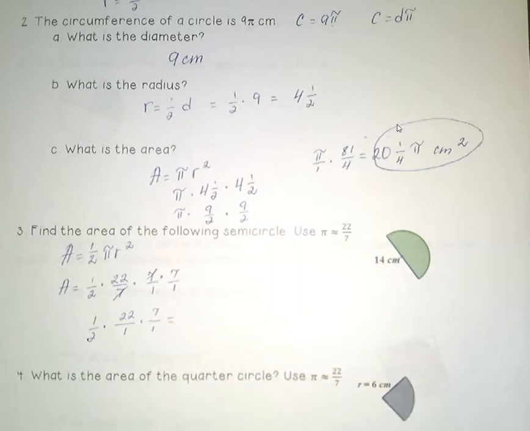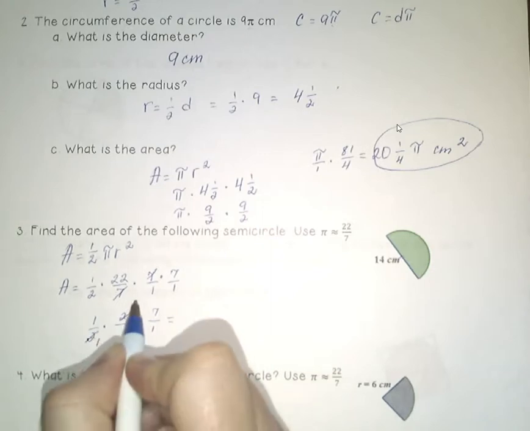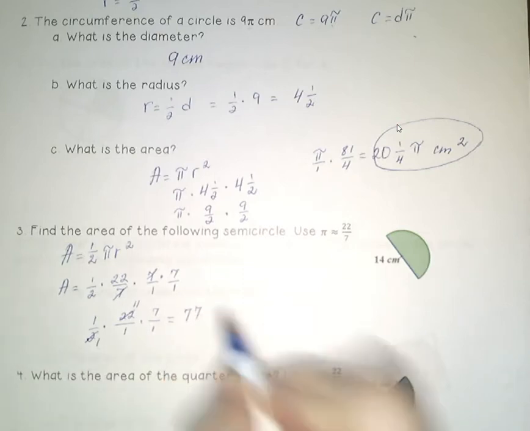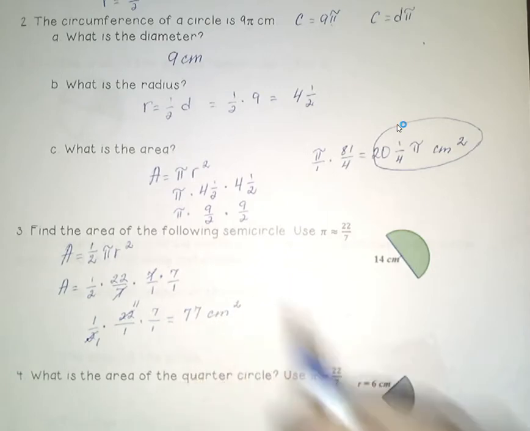So again, I can simplify 22 and 2 to make it easier. 2 will become 1, 22 will become 11, and 11 times 7 is 77. And we will have centimeters squared.